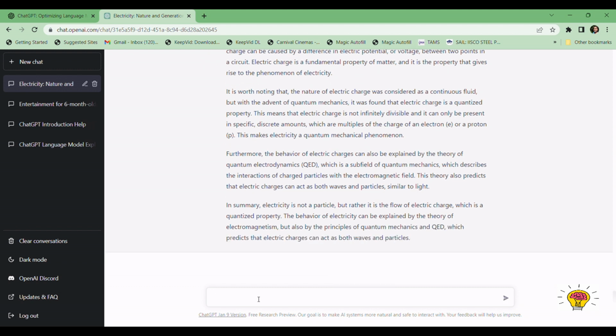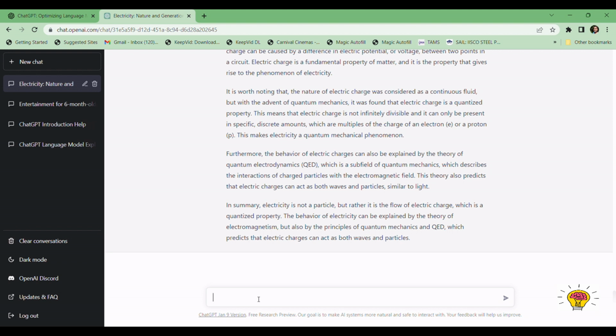It can only be present in specific discrete amounts, which are multiples of the charge of an electron or a proton. This makes electricity a quantum mechanical phenomenon. Furthermore, the behavior of electric charge can also be explained by the theory of quantum electrodynamics, a subfield of quantum mechanics, which describes the interaction of charged particles with the electromagnetic field. This theory also predicts that electric charges can act as both waves and particles, similar to light.